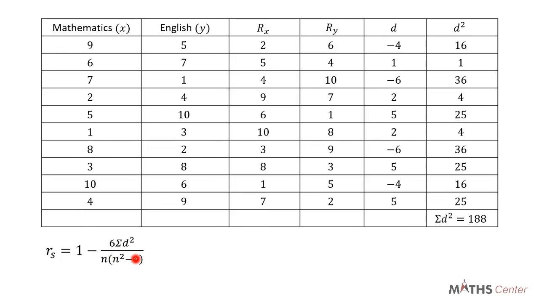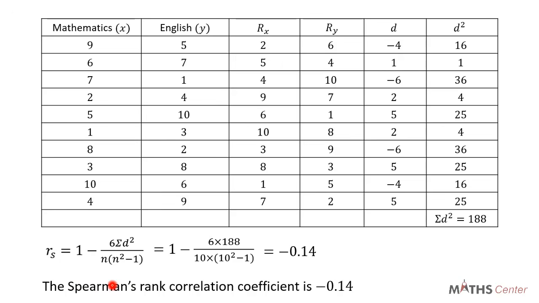N is the number of data points. See, from the table we have 1, 2, 3, 4, 5, 6, 7, 8, 9, 10. We have 10 data points, and so n is equal to 10. So we will substitute sigma D squared and n here. When we do that, we have 1 minus 6 times 188 divided by 10 times into bracket 10 squared minus 1. And this gives us negative 0.14. So the Spearman's rank correlation coefficient for the data given to us is negative 0.14.